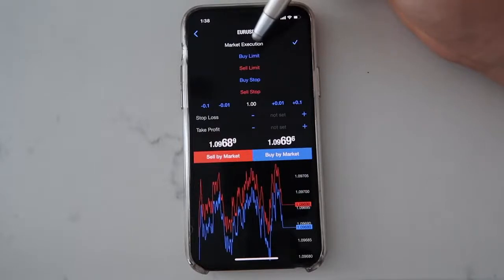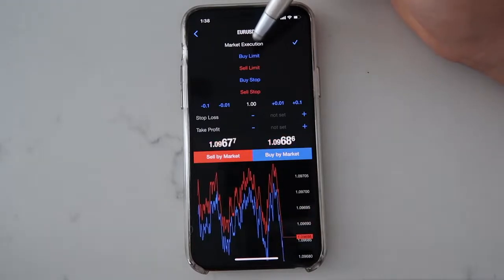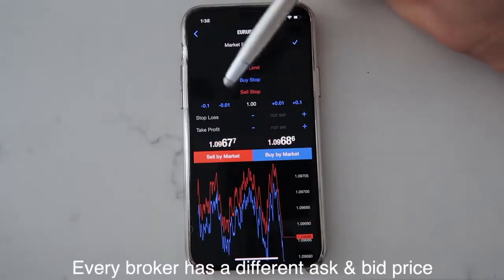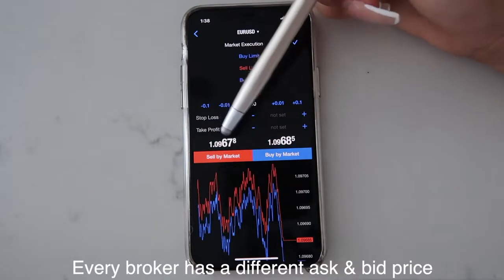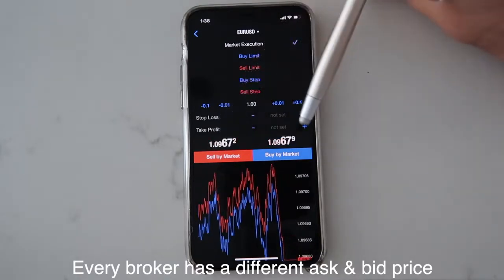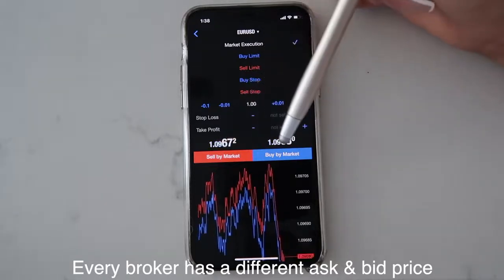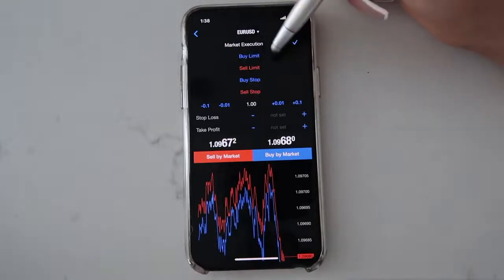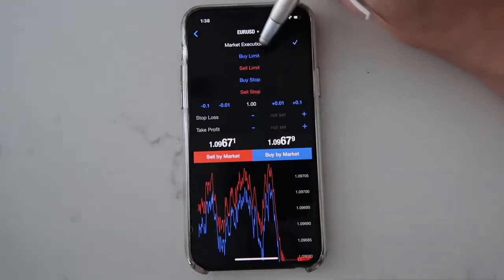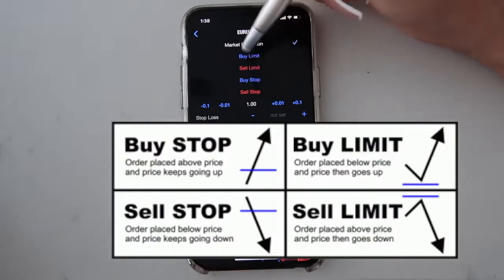Here you have your market orders. Understand, a market execution sounds like what it is. You're executing a trade at market price. Whether it may be the ask price if you're selling, or the bid price if you're buying, these are the prices that you are going to be entering at. Then you have your pending orders. You have your buy limits, sell limits, buy stops, and sell stops.